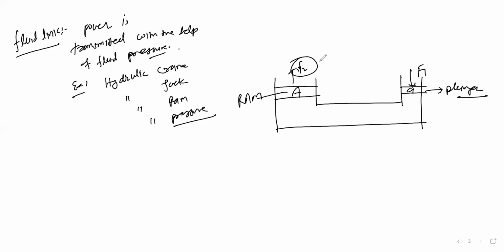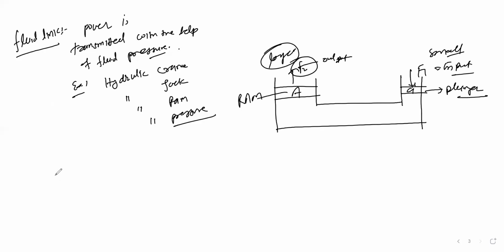F2 we will get here. So this F2 is called the output, and this is called the input. We are applying a small force here, and we are getting a large force here. So that is the hydraulic jack. This is the type of link.